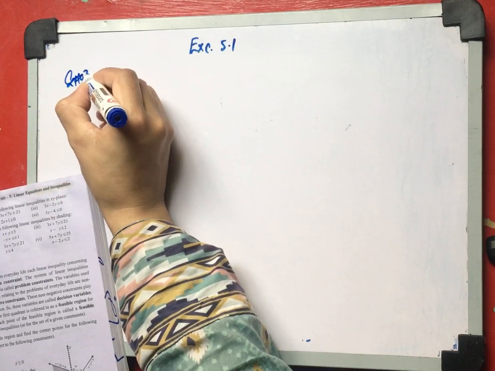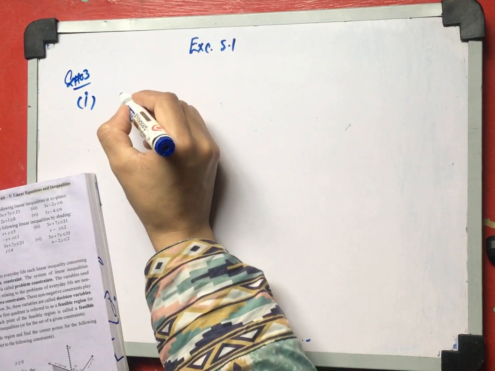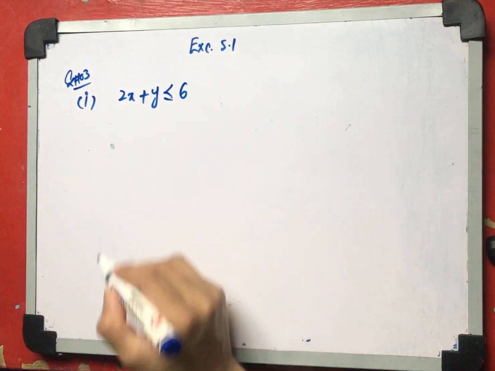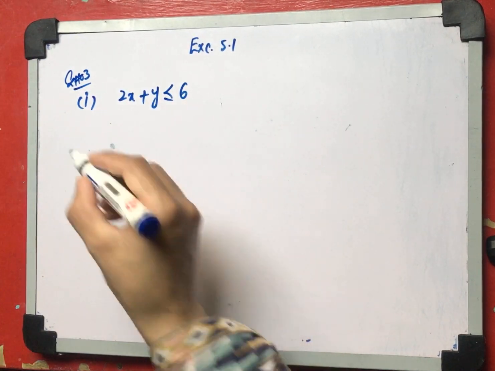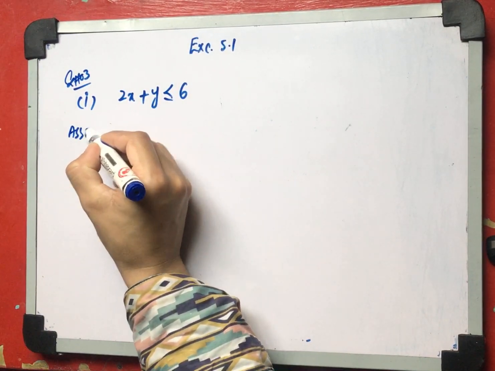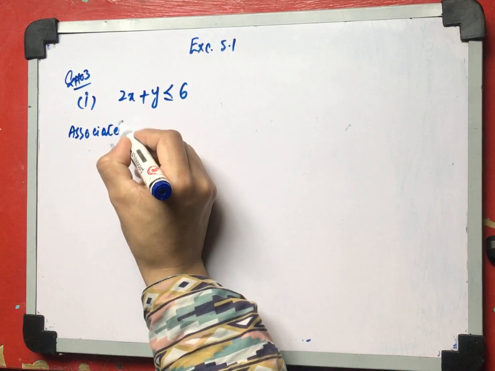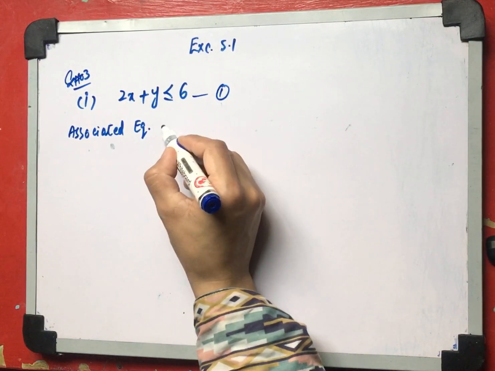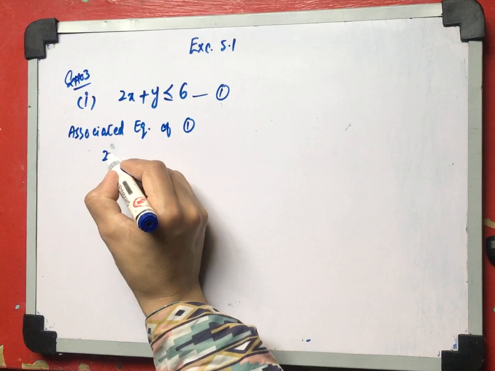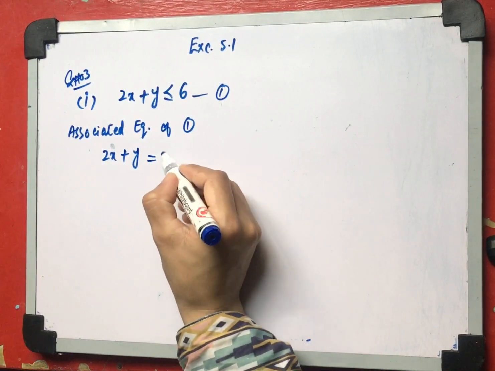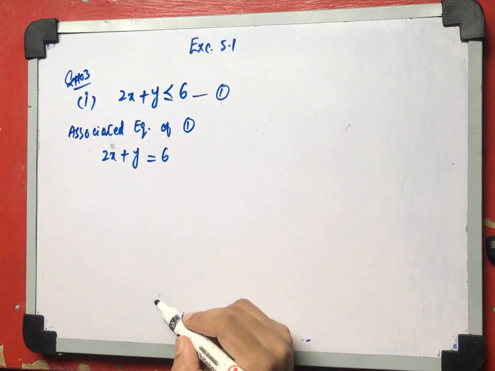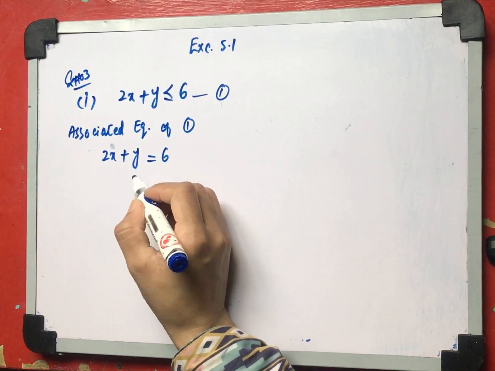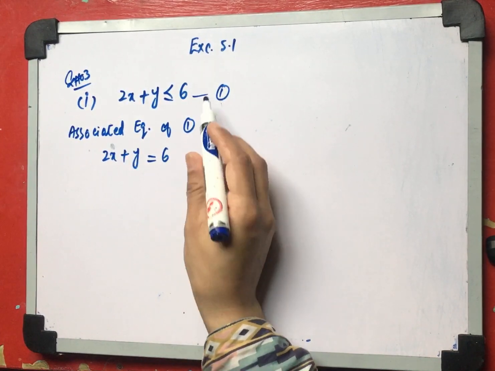This is question number 3 and part number 1. 2x plus y is less than or equal to 6. We have to write its associated equation first. What do you mean by associated equation? The associated equation of 1 can be written as 2x plus y is equal to 6. So that we can find the solution set, means we have to find the values of x and y.